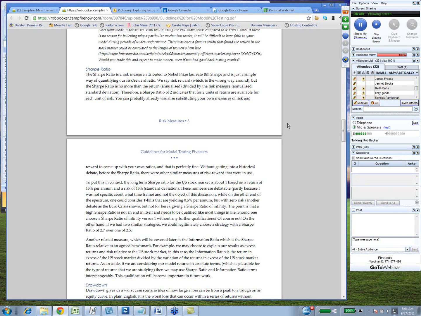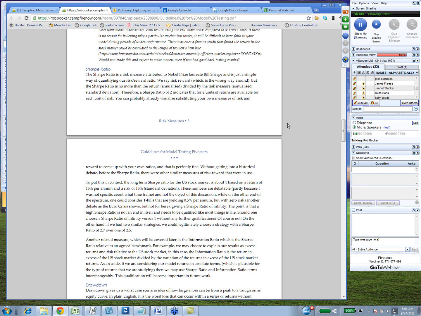Without getting into a historical debate, before the Sharpe ratio, there were other similar measures of risk to reward that were in use. We're just scratching the surface here, as Kenrick would probably agree, but the Sharpe ratio is a very popular and reasonably simple measurement that is useful. To put it in context, says Kenrick, the long-term Sharpe ratio for the U.S. stock market is about 1, based on a return of 15% per year and a risk of 15%.